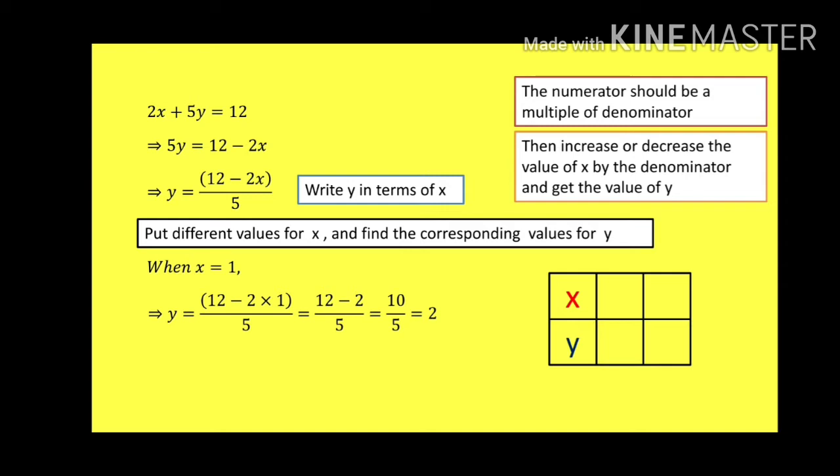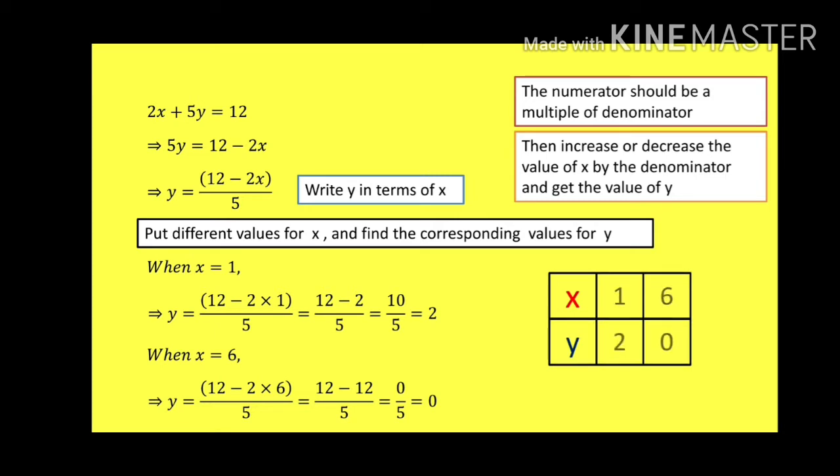So we can take the next value as 6. So x can be taken as 6, or x can be 1 minus 5 or 1 plus 5, anything. We can just increase or decrease by the denominator, and we will get it easily. So y equals 12 minus 2 into 6, because we have taken x as 6. So 12 minus 12 equals 0 by 5, that is 0. Now we can plot the points (1, 2) and (6, 0).